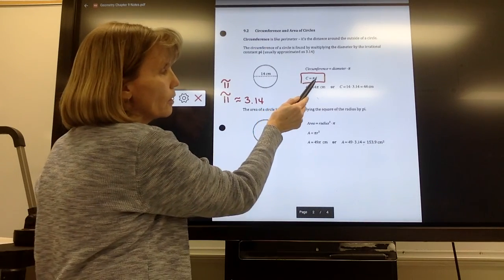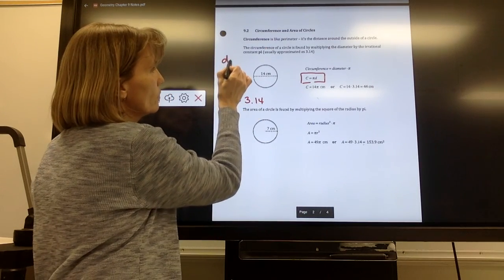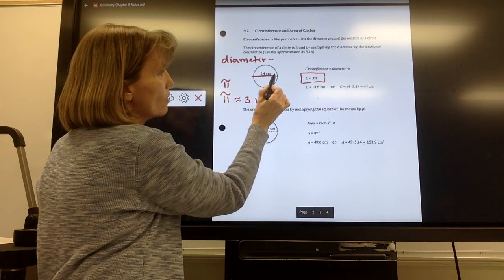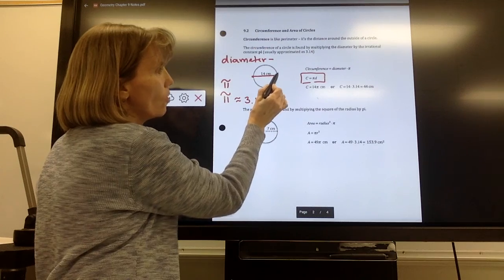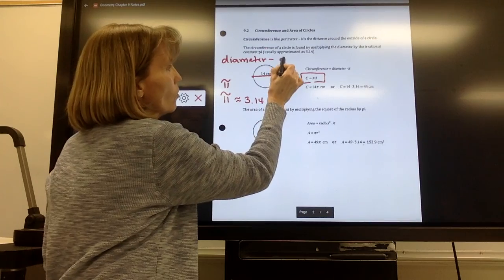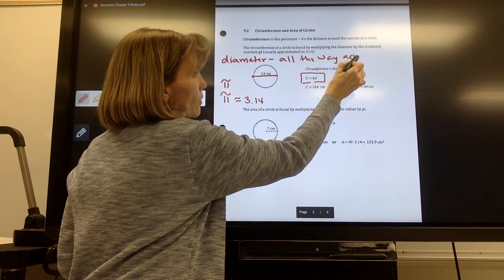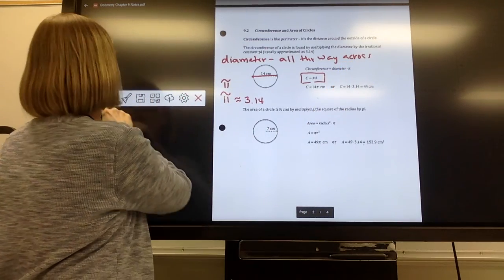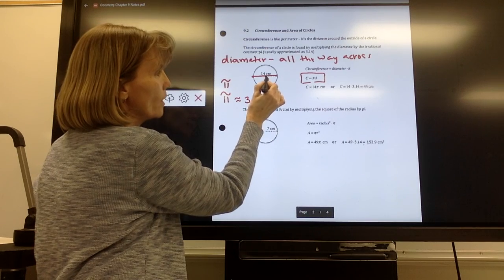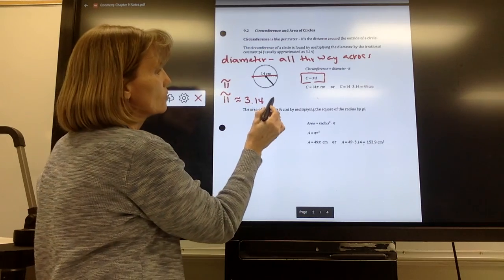But pi is in the formula, and then it's times d. Well, d is the diameter. The diameter of a circle goes all the way across the circle, from one side of the circle all the way to the other, and it goes through the center of the circle. That's the diameter, all the way across. Now the radius, sometimes when we work with circles, we work with the radius. The radius goes from the center of the circle just to one side. So the radius goes halfway.